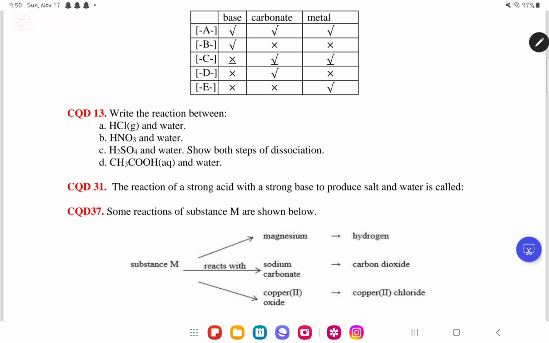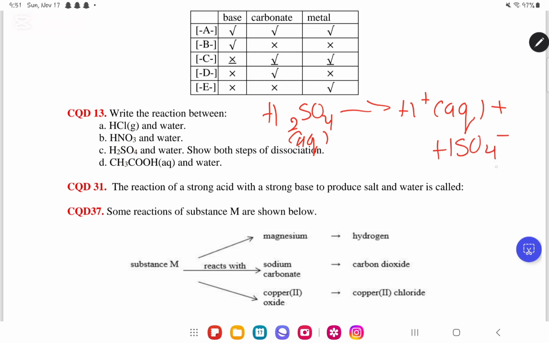Now we move on to part number C. H2SO4 and water. Now show both steps of dissociation. How does this work? H2SO4 is a strong acid. So when it dissolves in water, it will dissolve completely, of course it's aqueous, to form 2 ions, which are H plus aqueous and HSO4 minus aqueous. So remember, if you have any acid, if it is in water, it's going to give you an H plus and any other molecule. In this case, we got an HSO4 minus aqueous molecule.